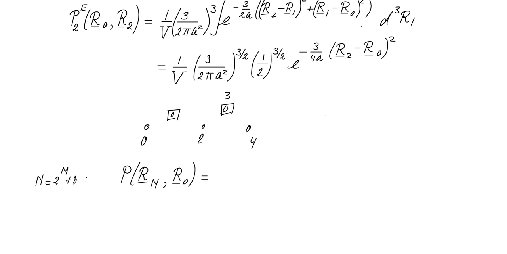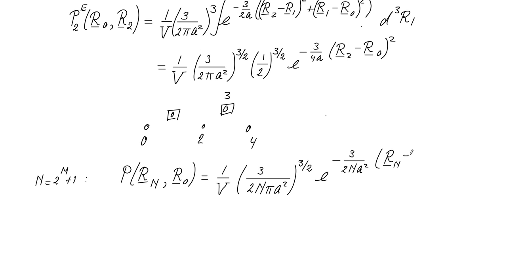And each time that I do that, the actual spring constant is reduced by a factor of 2. And if I exploit that, I find that in the end, I have an end-to-end distance which is given by the following Gaussian expression: (3/(2nπa²))^(3/2) times e to the power minus 3/(2na²) times (Rn minus R0) squared. So that's the final result.